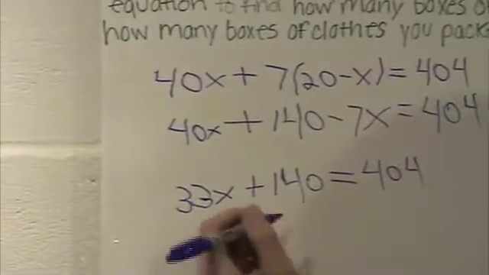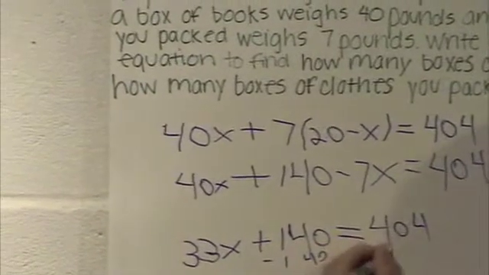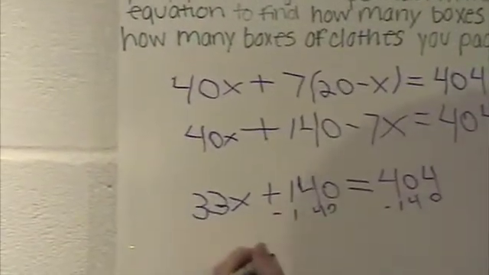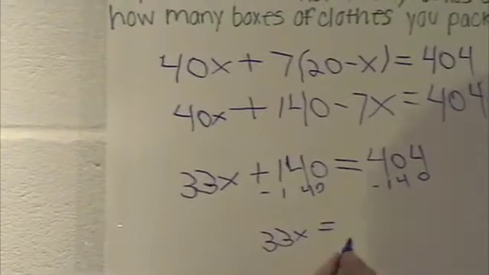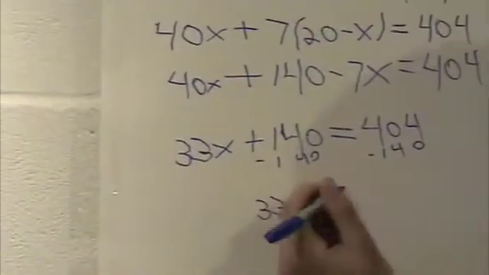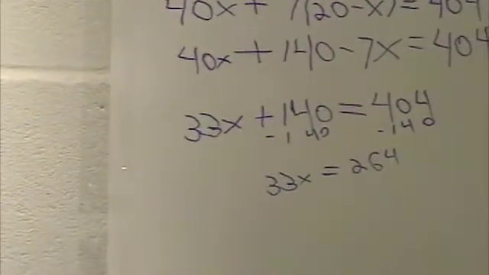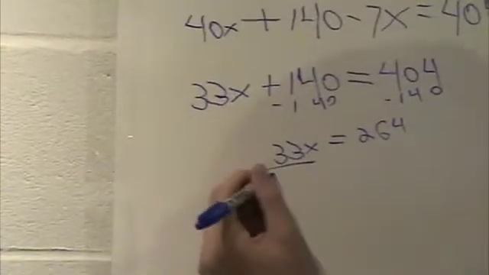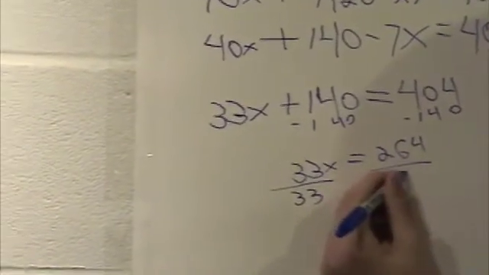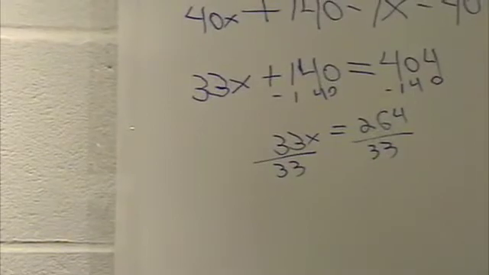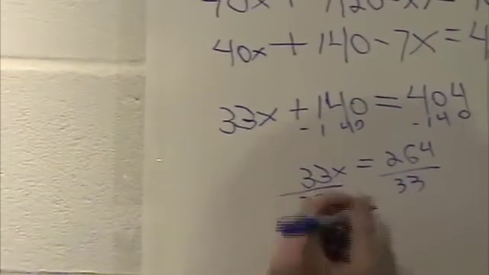After that, you want to subtract 140 from each side. 404 minus 140 equals 264. After that, you're going to divide by 33 to get the x by itself. So 264 divided by 33, x equals 8.